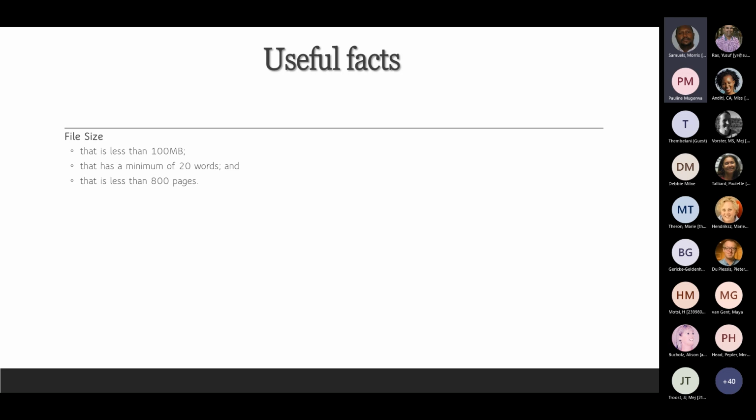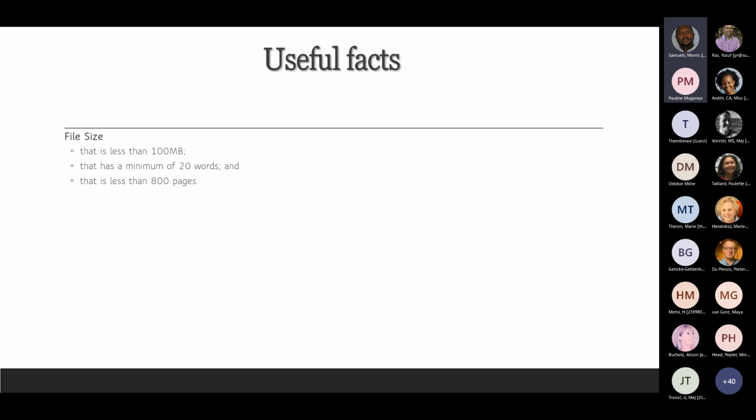First and foremost, the file size that Turnitin accepts is just under 100 megabytes. I don't think any thesis will come to that size, normally even including multimedia or graphics as well. Documents should have a minimum of 20 words before Turnitin generates a similarity report. Anything less than that, it won't. The similarity report will just be zero, because it's less than 20 words, and then less than 800 pages. All right, so just bear that in mind.